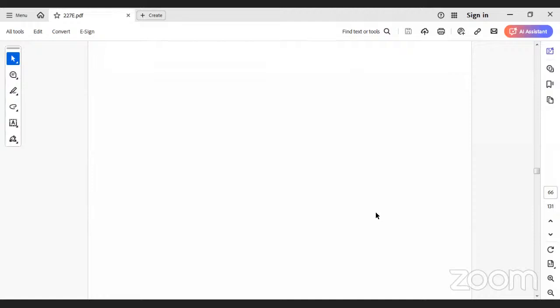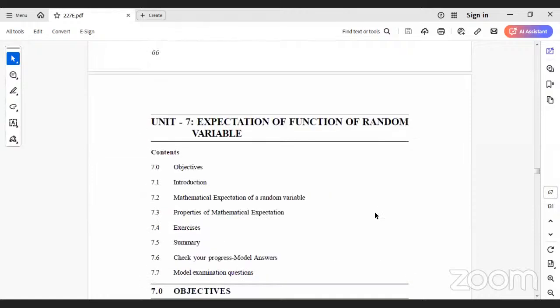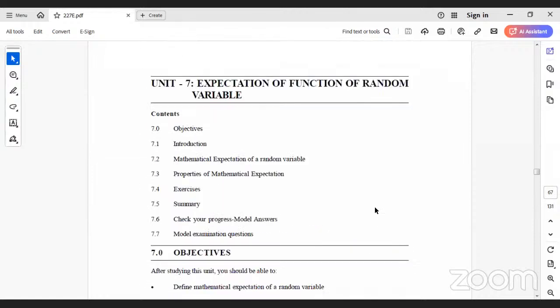The 7th unit: expectation of function of random variables. What is the mathematical expectation of random variables? And the properties of mathematical expectation also we can learn in this unit here.